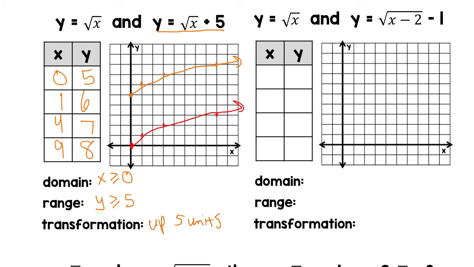All right, let's do another one. First, always, we're going to plot that parent function. 0, 0, 1, 1, 4, 2, 9, 3.